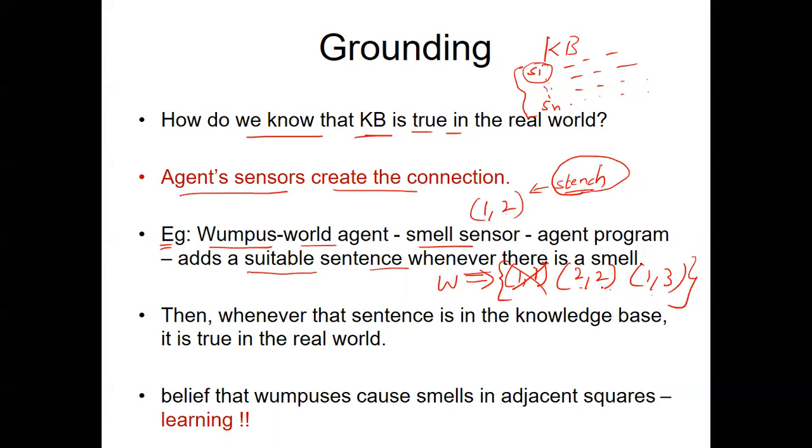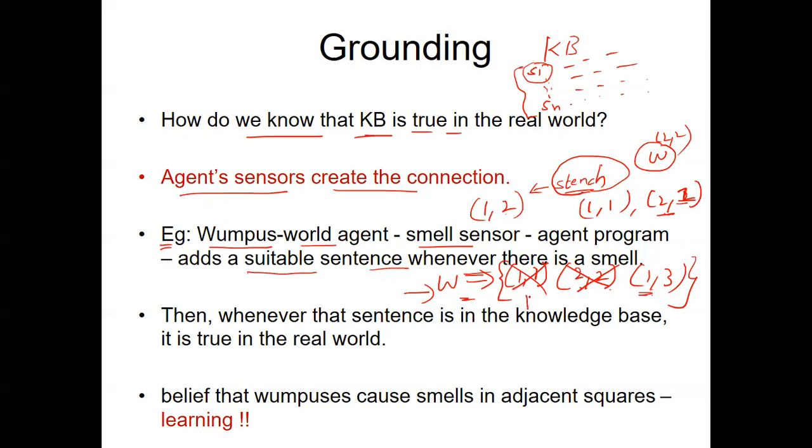Or even using more inference: previously, the agent moved from 1 comma 1 to 2 comma 1. When it went to 2 comma 1, it experienced only a breeze. There is no stench, which means there is no Wumpus in 2 comma 2, because if the Wumpus were in 2 comma 2, the agent should have experienced a stench here also, but it has not. So the agent knows the Wumpus is not in 2 comma 2. Now the agent can confirm that the Wumpus is in 1 comma 3. So this is grounded, right?